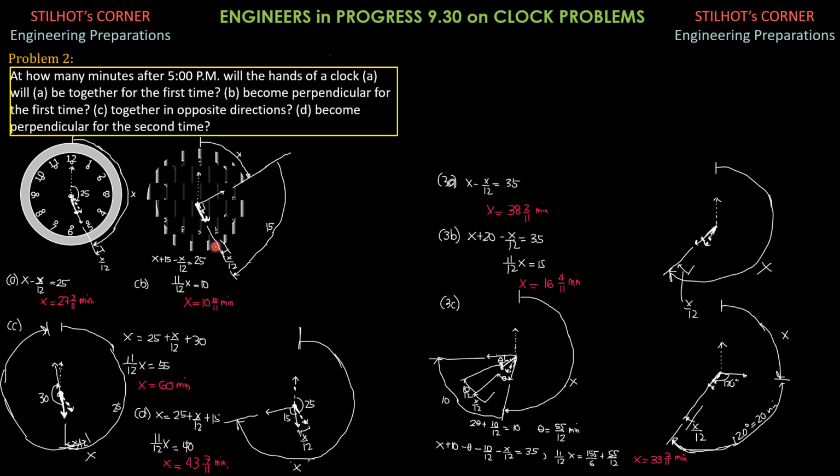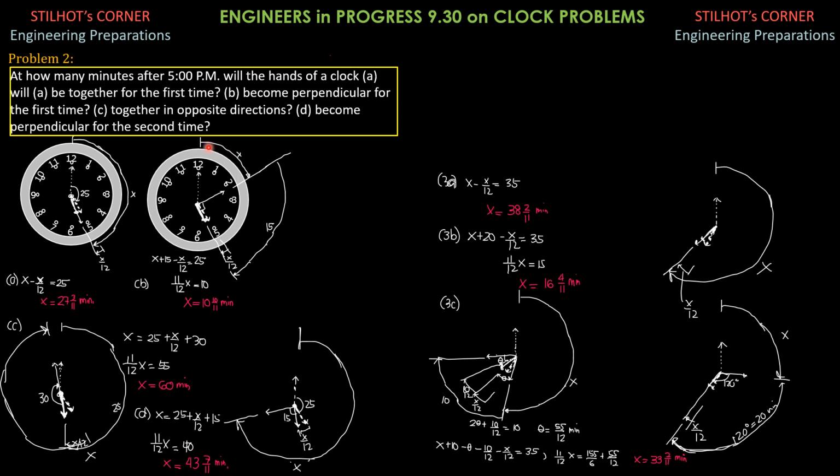For part B, perpendicular for the first time, so the angle between the minute hand and the hour hand is more than 90 degrees at the start. And remember that the minute hand turns faster than the hour hand. So this would be the final position of the minute hand and the final position of the hour hand, so that they are perpendicular to each other. And 90 degrees corresponds to 15 minutes. 90 divided by 30 degrees is 3 marks, and 3 times 5 minutes per mark is 15 minutes.